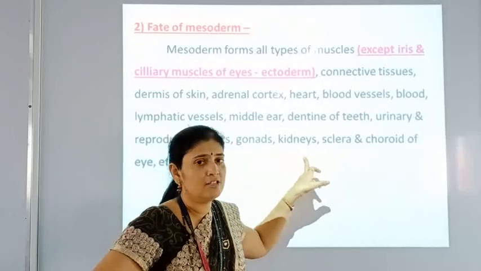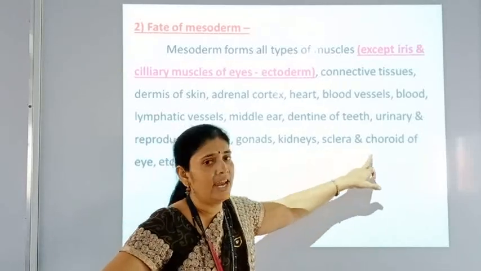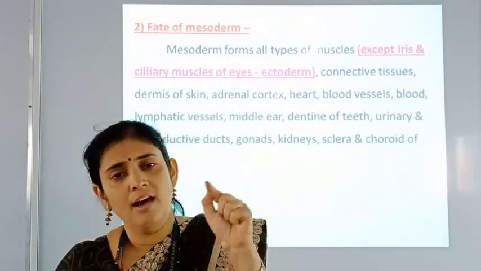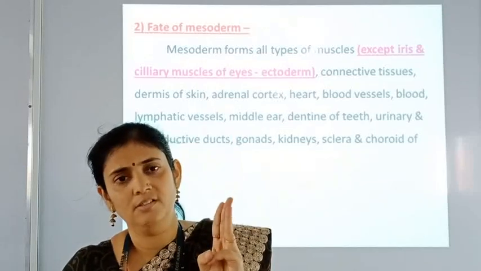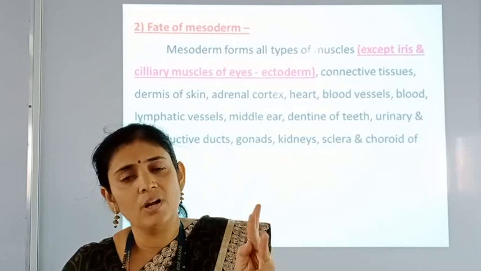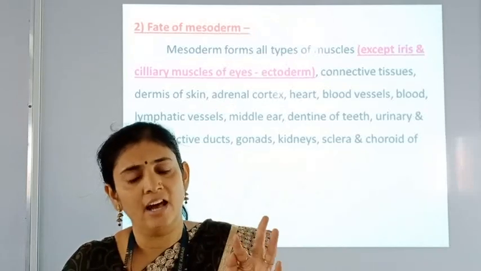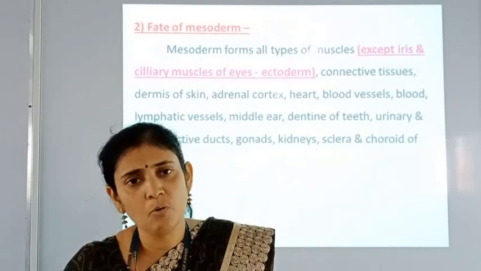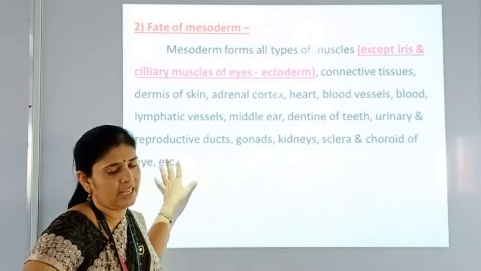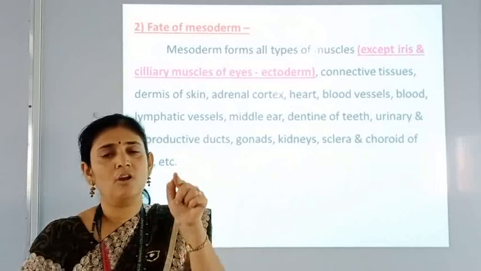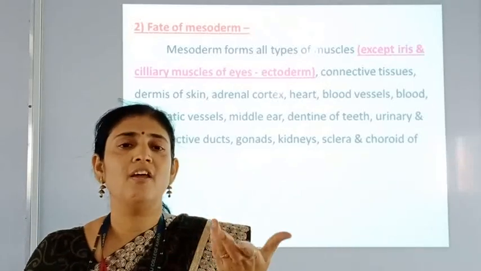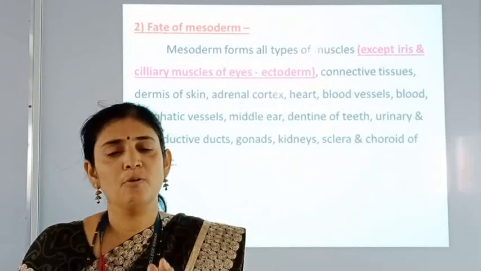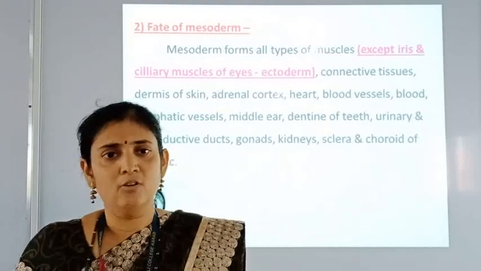Then kidneys are also derived from the mesoderm, and sclera and choroid of the eye. In the structure of the eye, we have already studied that the eye is surrounded by 3 layers. Outermost is called the sclera, middle is called the choroid, and innermost is called the retina. Out of that, the retina is made up of ectoderm layer, and the remaining 2, sclera and choroid, are derived from this mesoderm layer. So here we can see one organ, but the parts of that one organ are derived from different layers. That is, some part is derived from ectoderm, some part from mesoderm, and some part from endoderm.